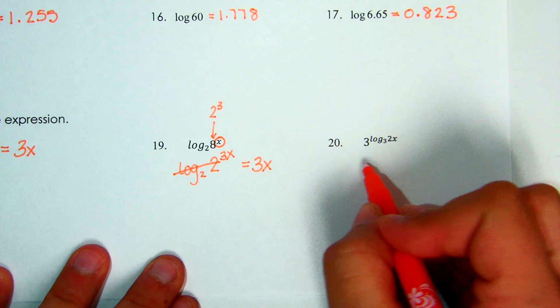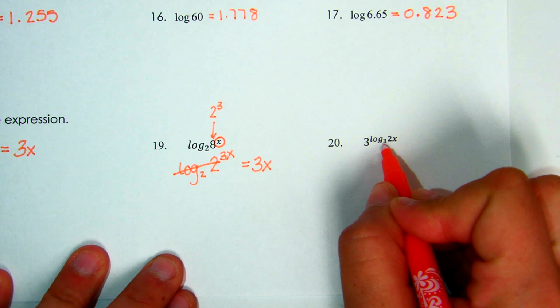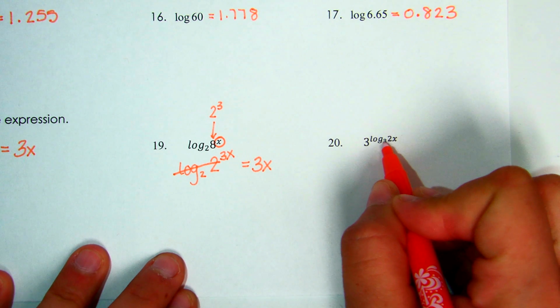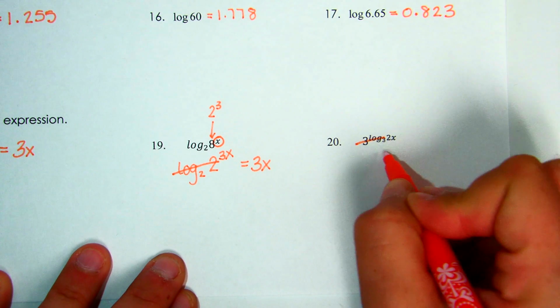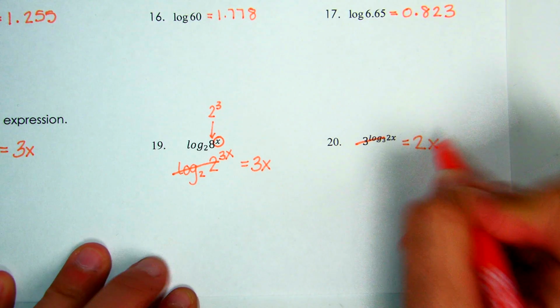Over here, my big number and my log base match. It doesn't matter that the big number is in front instead of over to the side. They still cancel, and it equals 2x.